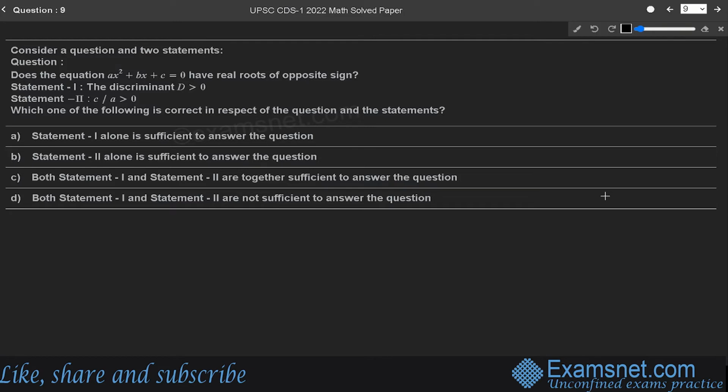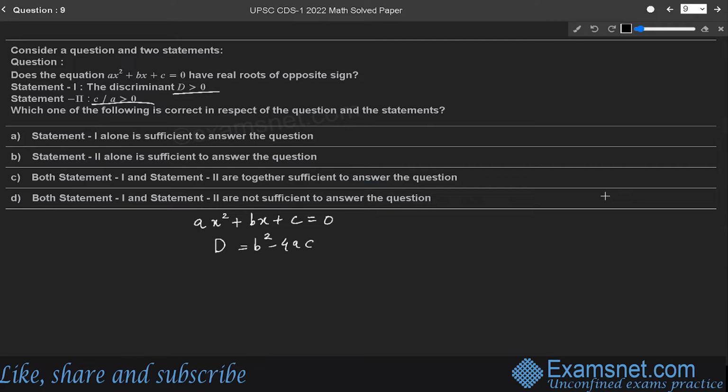Next question is, consider a question and two statements. Question is, does the equation ax square plus bx plus c is equal to 0 have real roots of opposite sign? Statements are, the discriminant D is greater than 0 and c upon a is greater than 0. We have to find which of the following statements are correct with respect to the question and the statements. So the equation here is ax square plus bx plus c is equal to 0. It is a concept and we know that discriminant D is equal to b square minus 4ac.